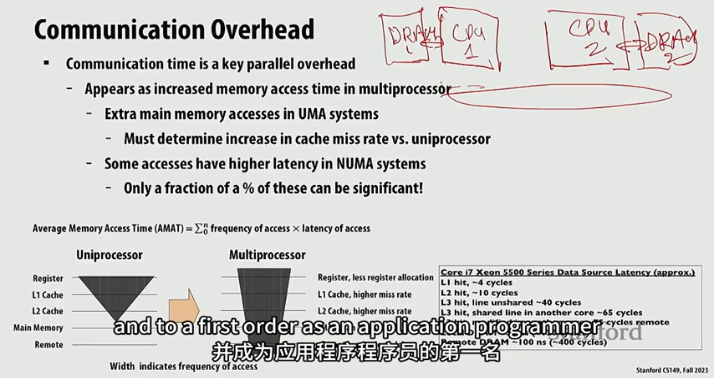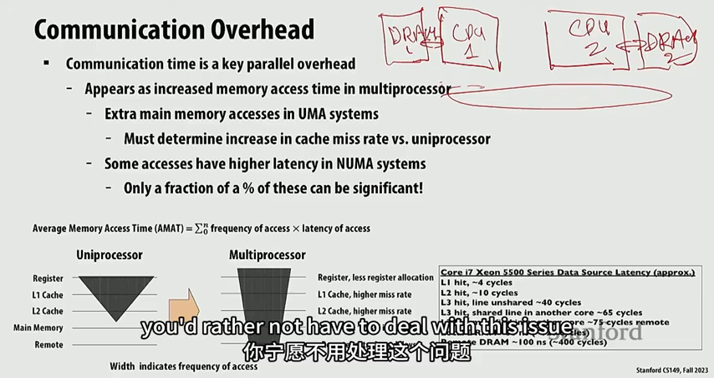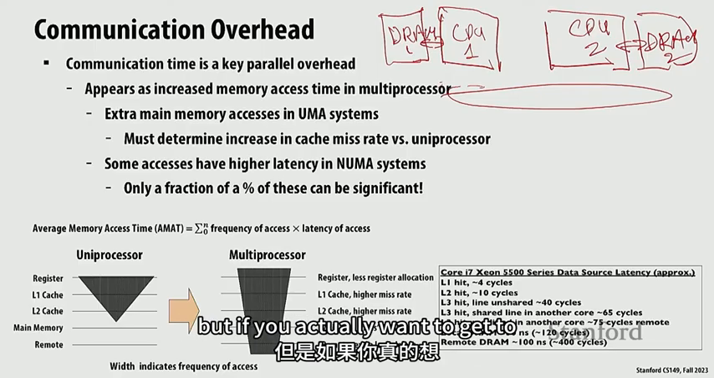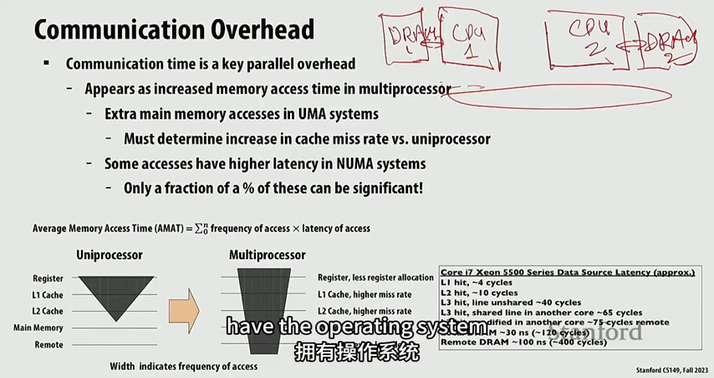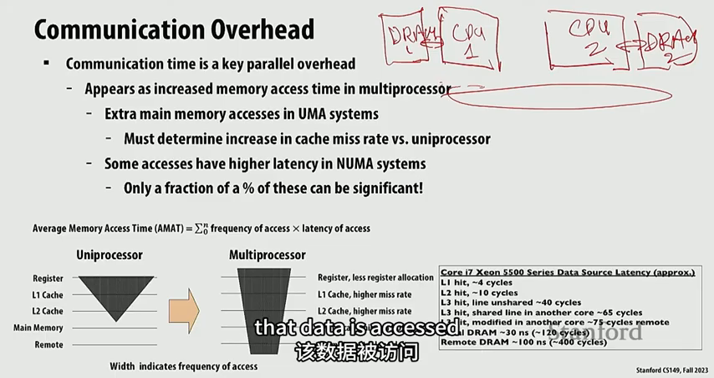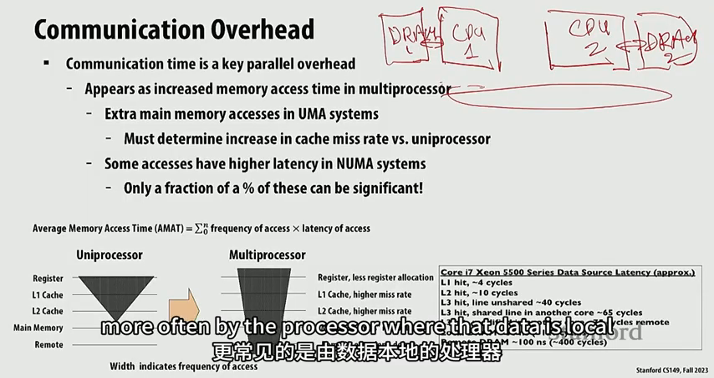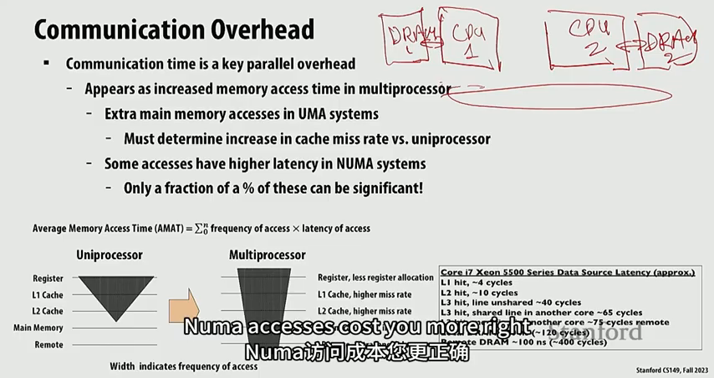And to a first order, as an application programmer, you could care less because you'd rather not have to deal with this issue. But if you actually want to get to maximum performance, then you may want to have the operating system allocate data so that data is accessed more often by the processor where that data is local. But anyway, from the point of view of access patterns, NUMA accesses cost you more.